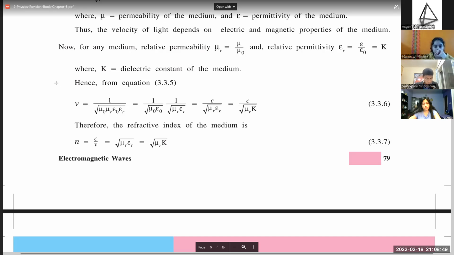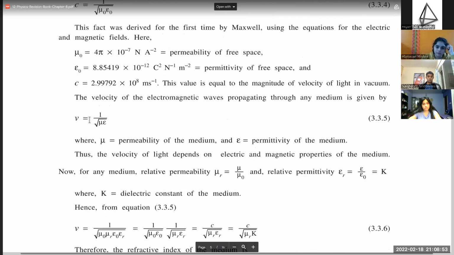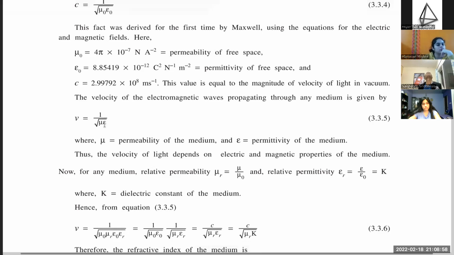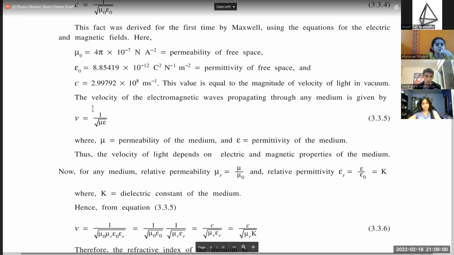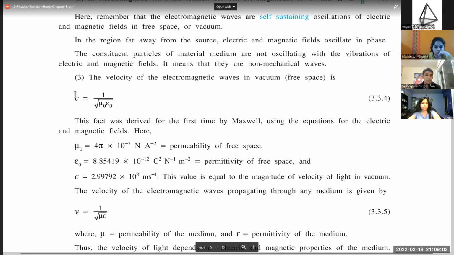There is nothing to explain here. I mean, this is easy. What we are doing is, see, you put glass here, suppose, and found its V. With glass's mu and epsilon you get V, okay? And with light's mu naught and epsilon naught you get C.